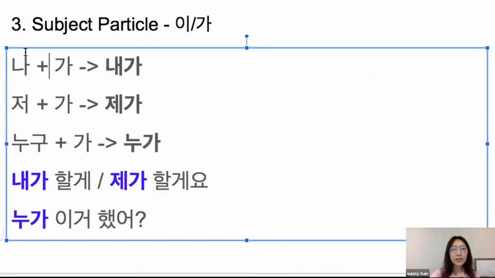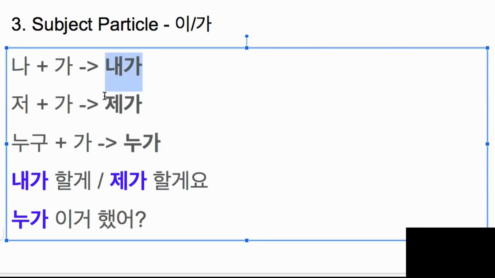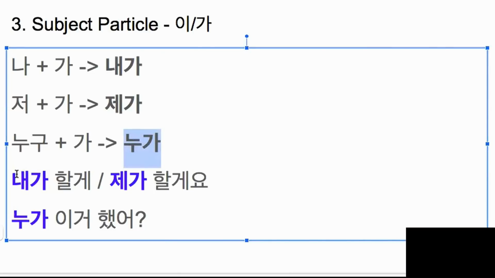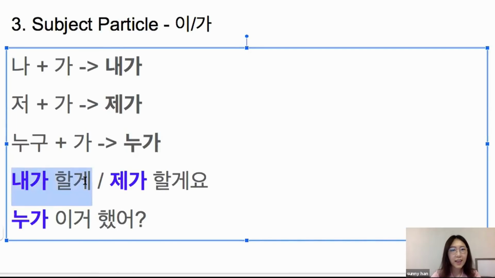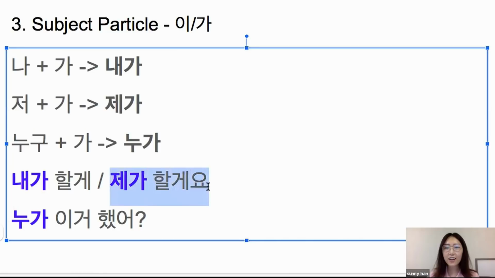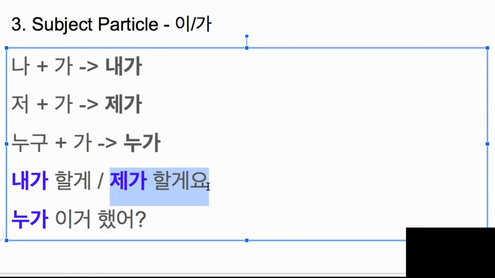I, informal, 나, formal, 저. So inside the phrase, 내가. Formal, 제가. Who? Inside the phrase, we change 누가. I'll do it in informal way. 내가 할게. Formal way. 제가 할게요.